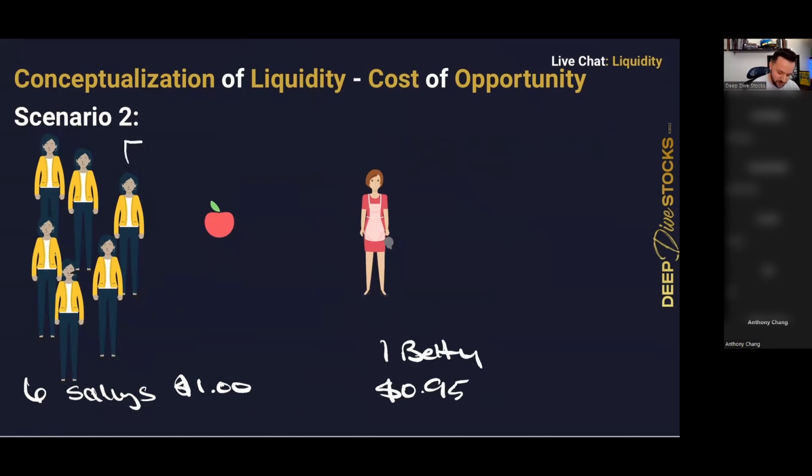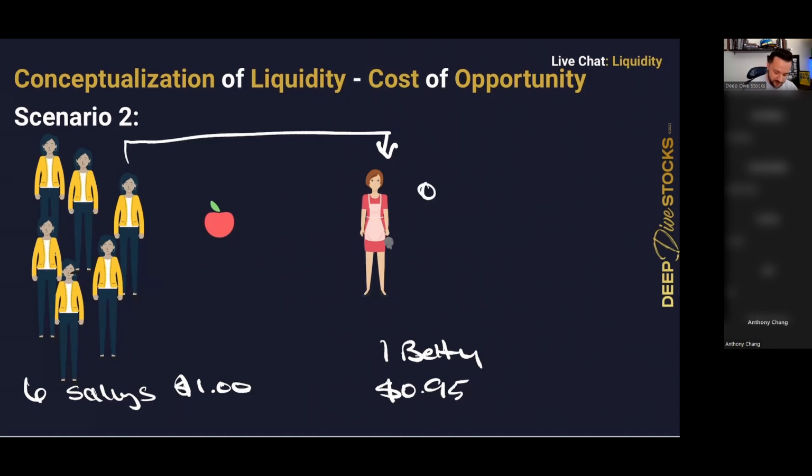Exactly. But in the specific example you decided to bring up, if these sellers are professionals and have some seniority, they would not want to have a no-bid scenario, right? So if there's only Betty, everybody would be careful about selling. Right. That's a good point.